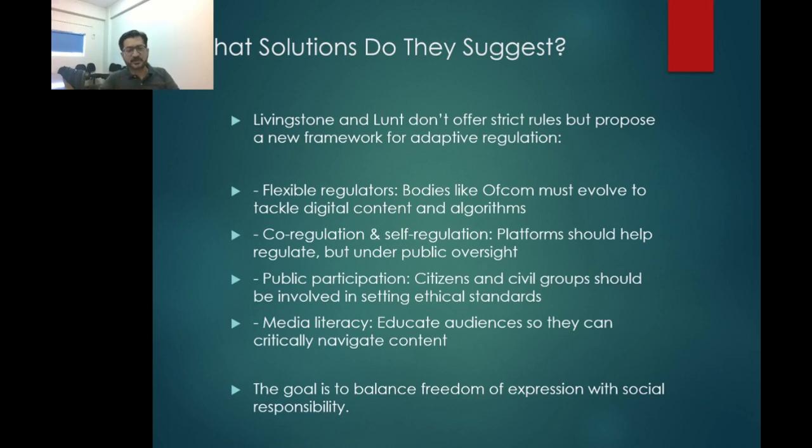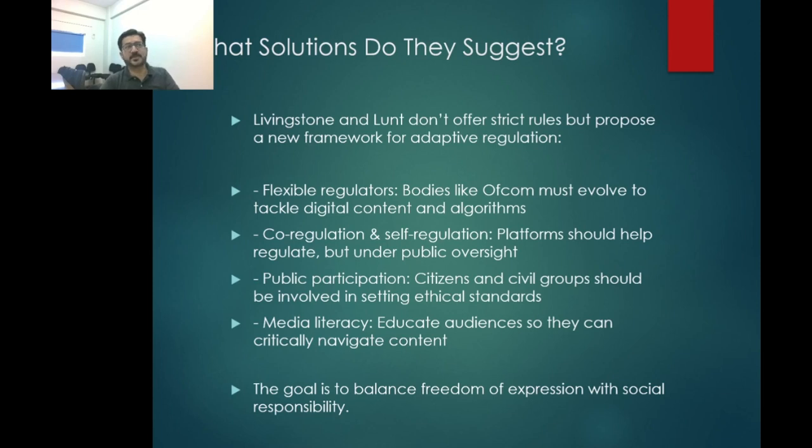The citizen and the civil groups should be involved in setting the ethical standards for the society. It's different for every society. For example, a thing which is normal for one society might not be normal for another society because of their cultural, religious differences. Another solution which they provide is media literacy.